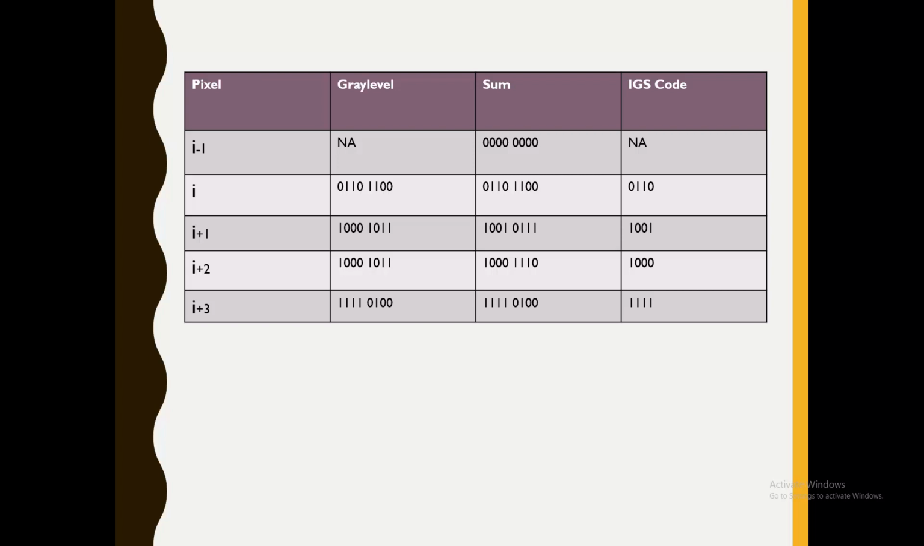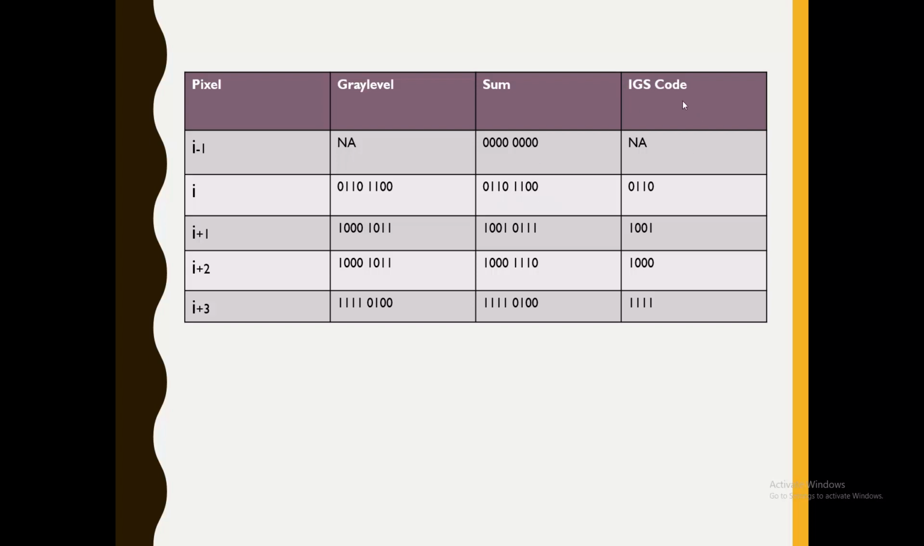For example, we are choosing a technique that is known as IGS code. In this table we have the pixel, gray level, sum and IGS code. For pixel I minus 1, there is no gray level, so the sum is also 0 and the IGS code is not applicable. For the pixel I, the intensity value is 0110 1100, so this is 8-bit. And the sum is this value plus the previous value. Since the previous element is 0, the sum will remain the same.